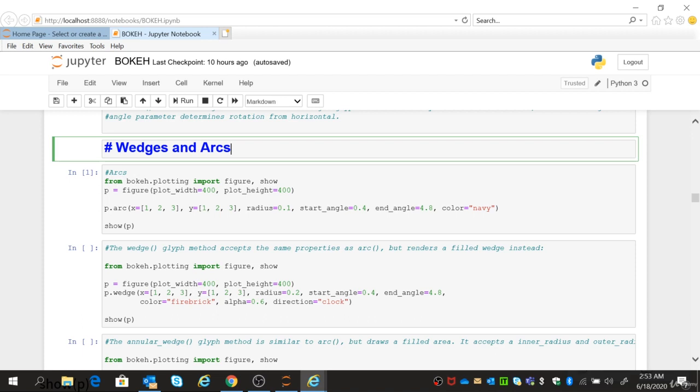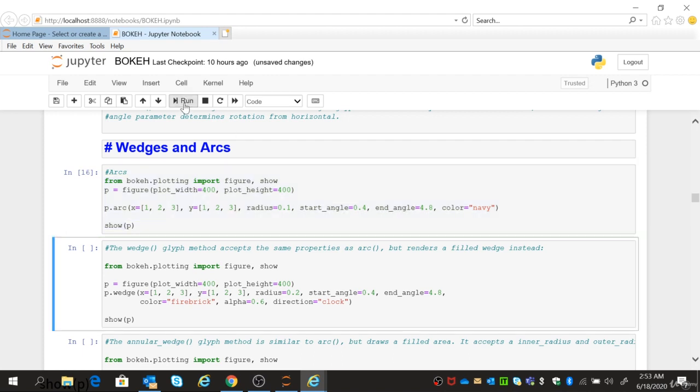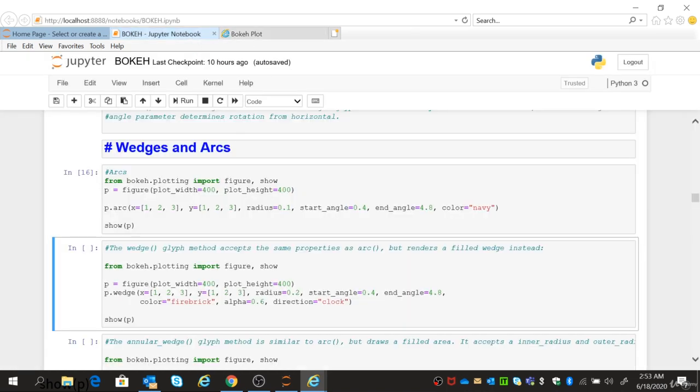Let's practically visualize it. So this is for simple arc. This is the x and y coordinate, center coordinate, radius specified, start and end angle. So let's see what comes out. Okay, so we can see that three arcs are there, one, two, and three. Three different arcs because I have specified three values and there's a radius of 0.1.